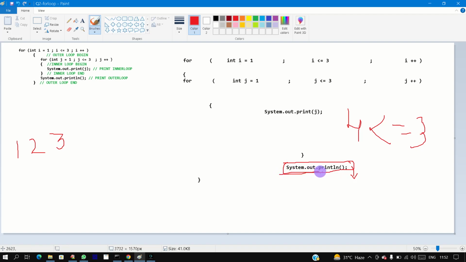So this System.out.println is nothing. It is just guiding you to change your line. Fine. I hope you are able to understand what I want to explain to you.